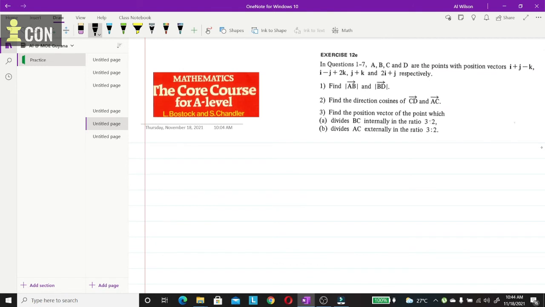And now finally for number 3, we're finding the position vectors of the point which divides BC internally in the ratio 3:2 and divides AC externally in the ratio of 3:2. Now something to actually note here, when you're solving for it internally, you're going to add.